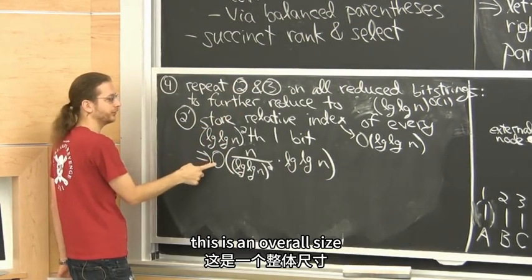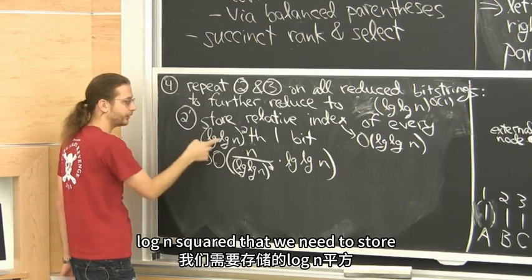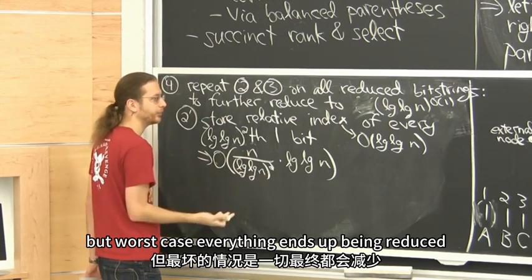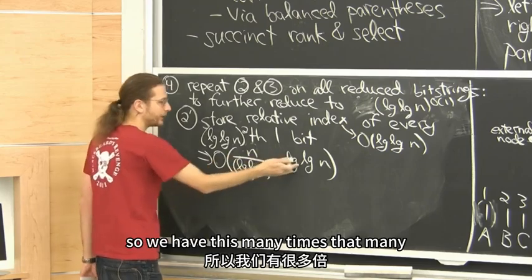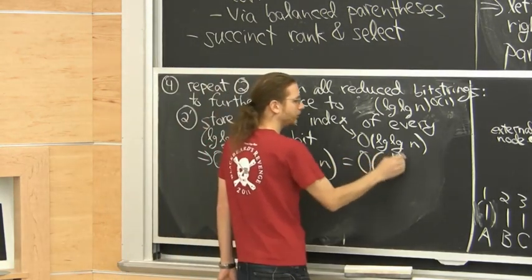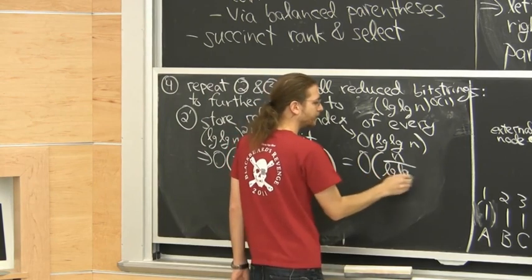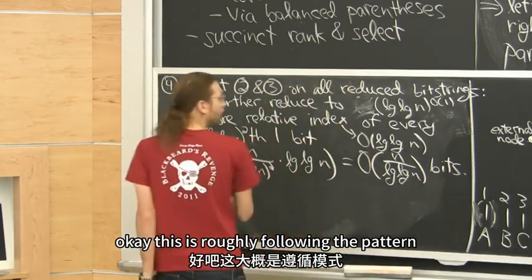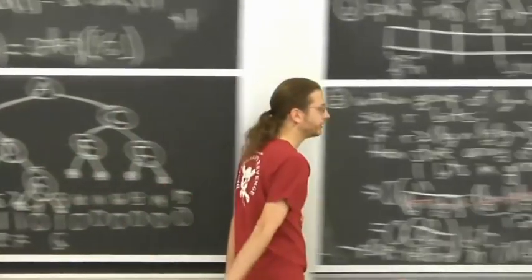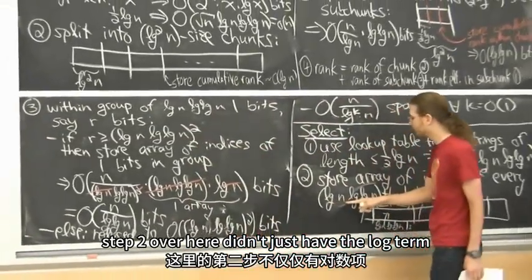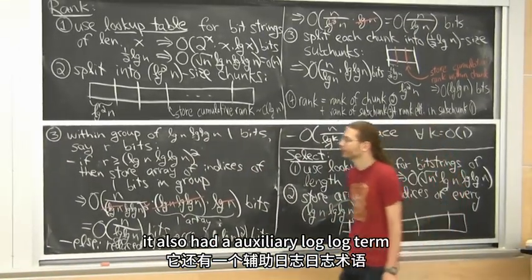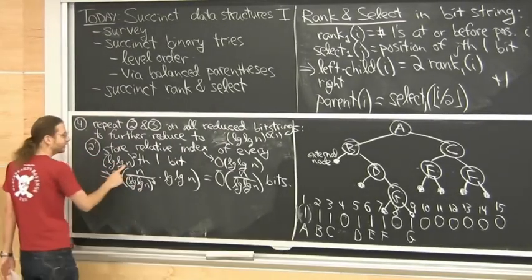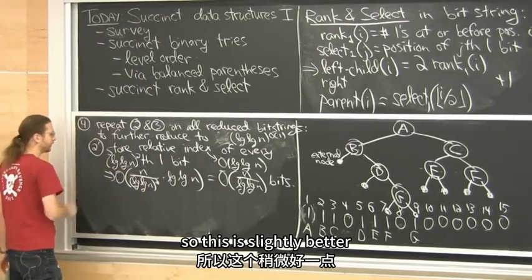We write it down for all of these, so we end up paying n over log n squared. That's the maximum number of these indices that we need to store. Each of them we pay log n. So here I'm summing over all the reduced bit strings. It's at most n over log n squared that we need to store. Could be fewer if there aren't many reduced bit strings. But worst case, everything ends up being reduced. So we have this many times that many bits, and we get n over log n bits.